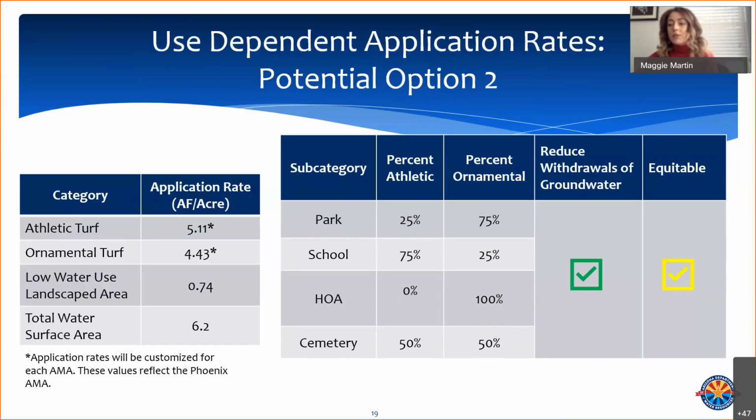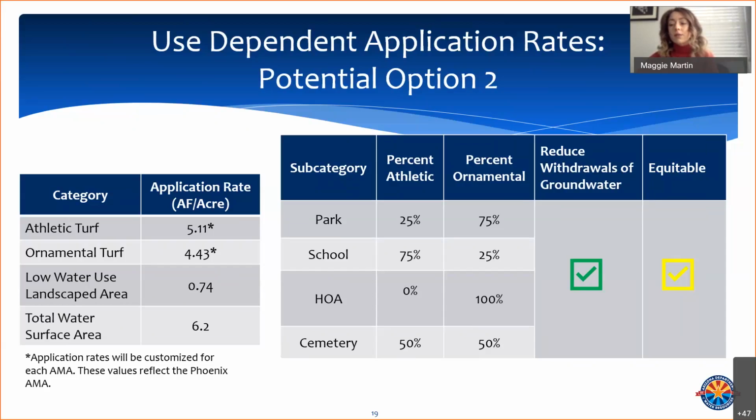Our second option here was to break up the turf percentages according to this chart. So here, parks would have a default of 25% athletic and 75% ornamental. Schools would have 75% athletic and 25% ornamental. HOAs would have 0% athletic and 100% ornamental. Cemeteries were left the same at 50% athletic and 50% ornamental.